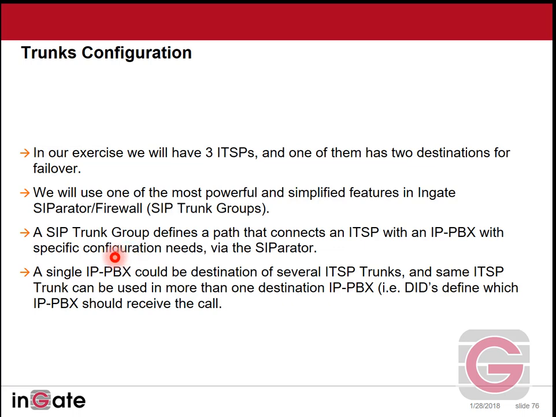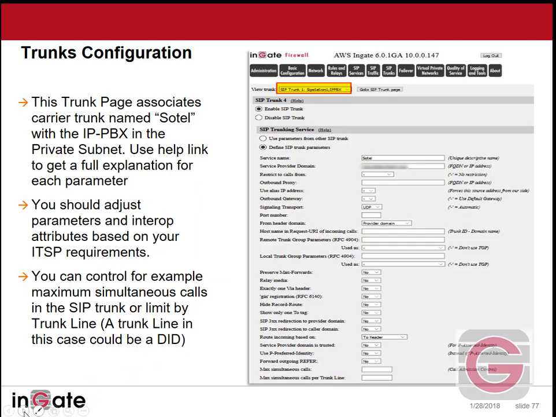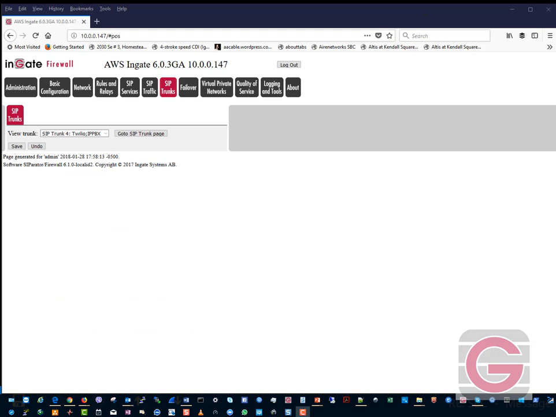A SIP trunk group, by definition, means a route, a path between an ITSP and an IPPBX. You can have any match that you want. You can have several ITSPs that are routed to the same PBX, or you can have a single ITSP that may be routed to more than one PBX. So any options are possible. The important thing, let me show you a specific live case. Okay, this is our live example.